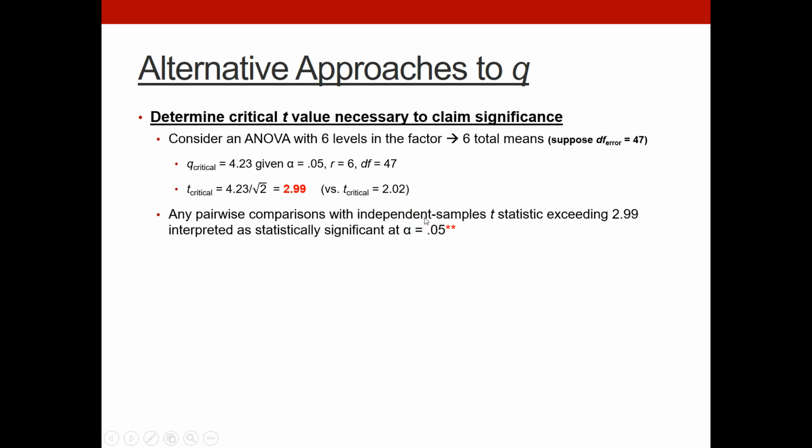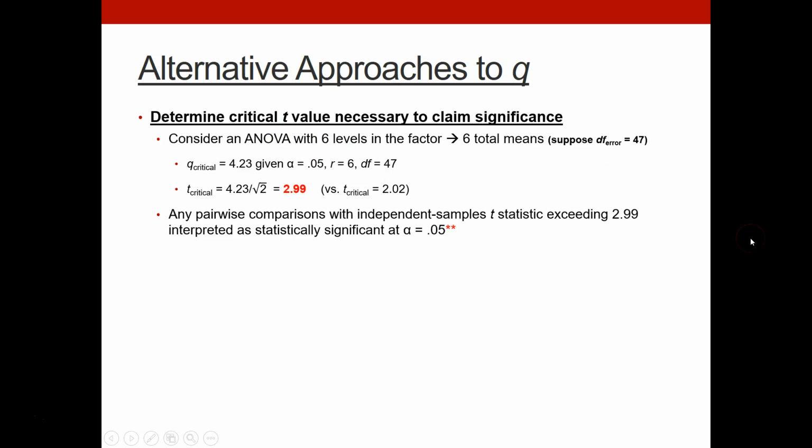We could just plug into SPSS, say I want to compare this mean and that mean, or that mean and that mean, or that mean and that mean. And any of those test statistics that we found that exceeded 2.99, we would interpret as statistically significant at alpha equal 0.05 based on our Tukey post-hoc testing procedures.